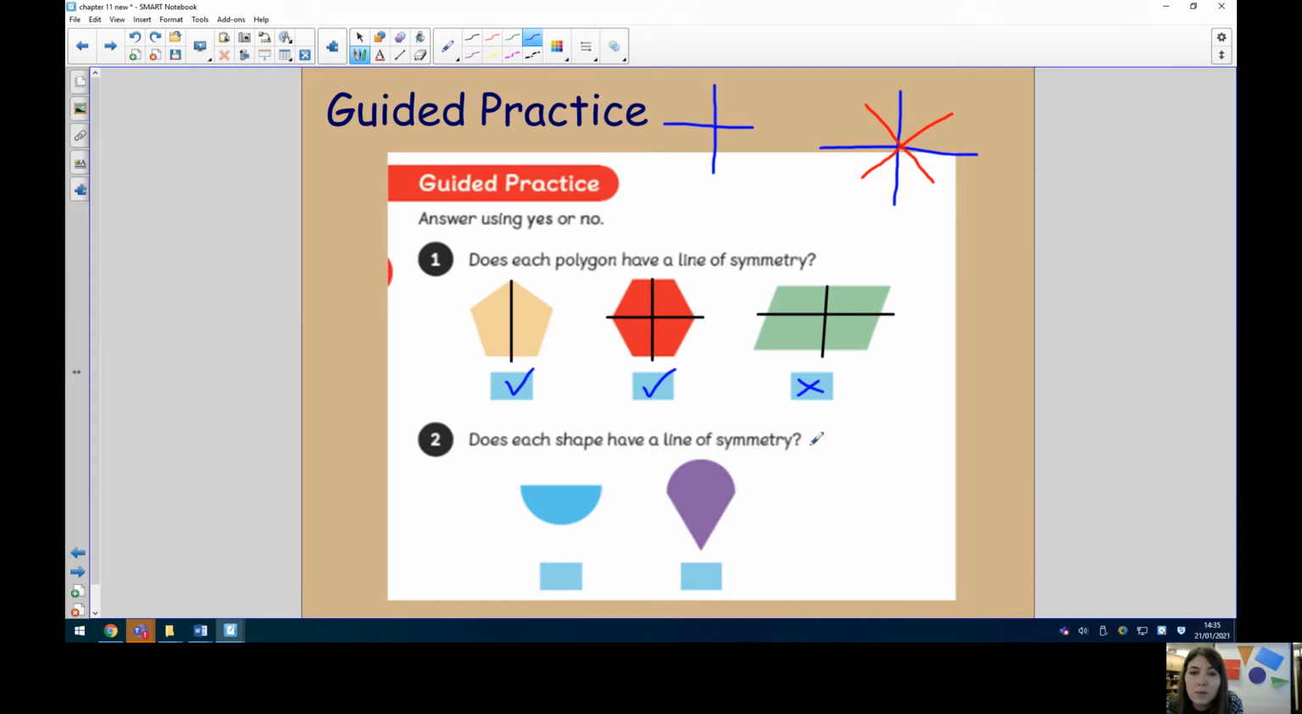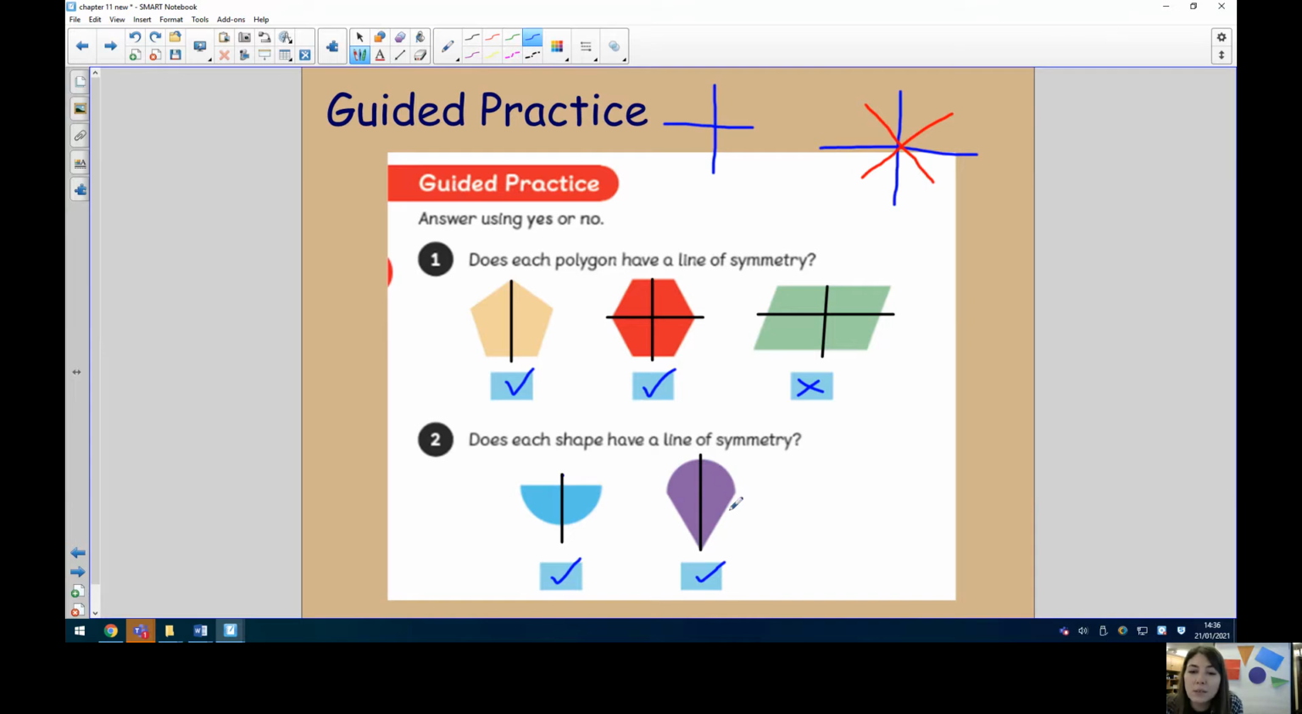We can do the same even with non-polygons. Draw my line down the middle of this semicircle, and I can see that both of those parts look like a mirror image of one another. I can say they are symmetrical. Likewise, this shape here, which is a non-polygon, it doesn't have all sides that are straight. If I go through the middle here with my vertical line, they do look like a mirror image of one another. If I was to fold along that line, there would be no overlapping parts out of place. So I can tick and say, yes, this does have a line of symmetry.